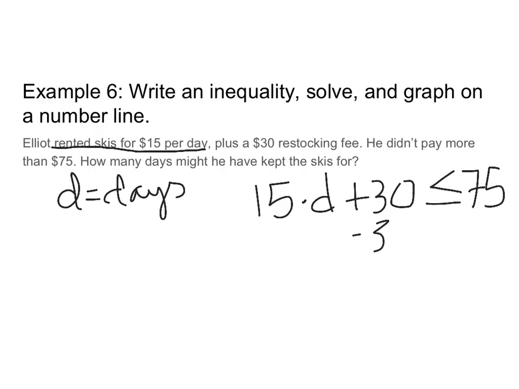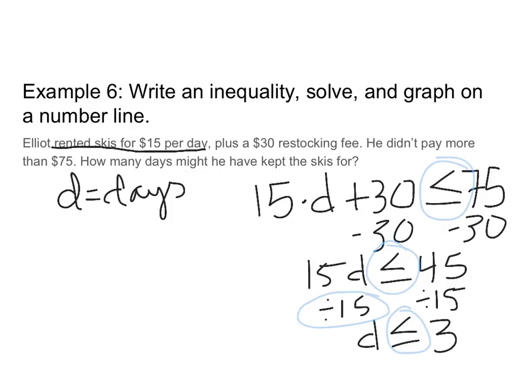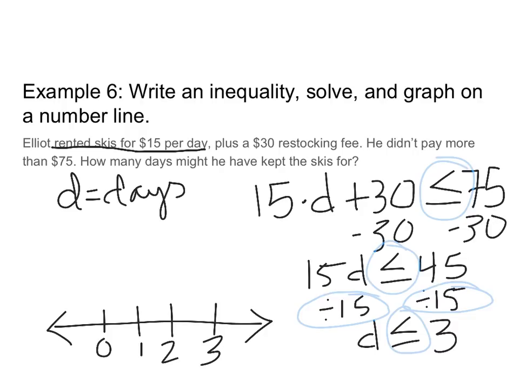And then I solve. So I subtract 30. Gives me 45. I divide by 15. And I get that D is less than or equal to 3. Notice, I did not reverse the inequality here. It was less than, less than, less than. Because I divided, but I divided by a positive number. There was no negative division going on. So now I need a number line. So since D is less than or equal to 3, I'm going to do a closed dot at 3. And my arrow is going to go down.